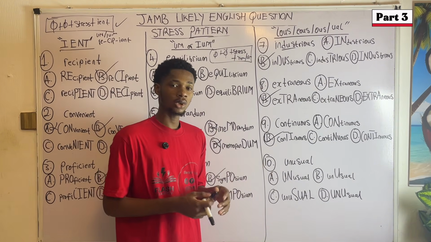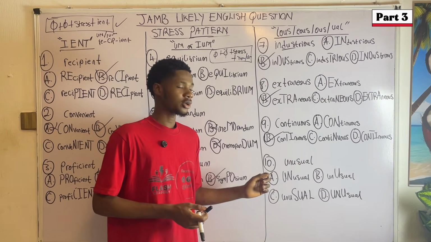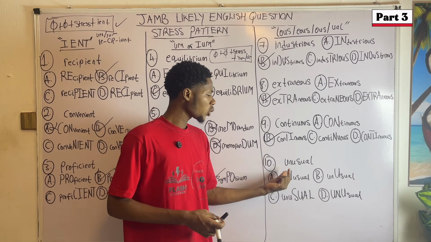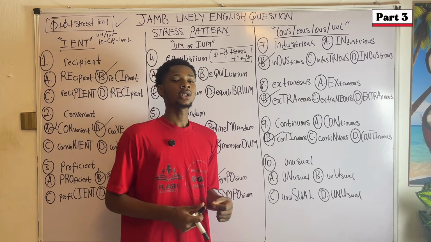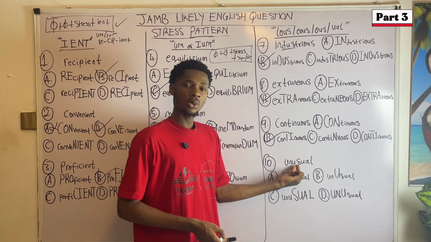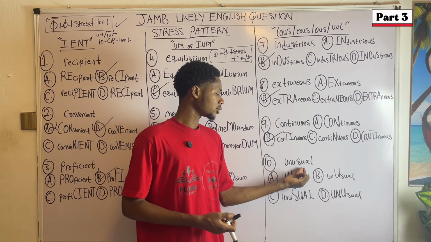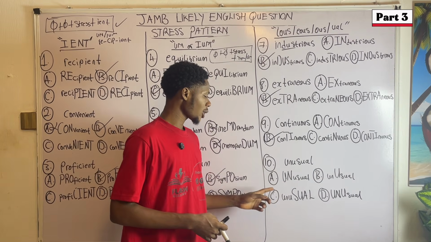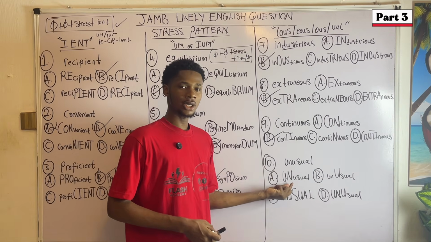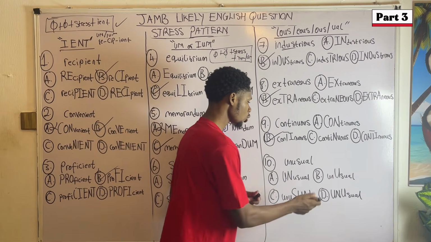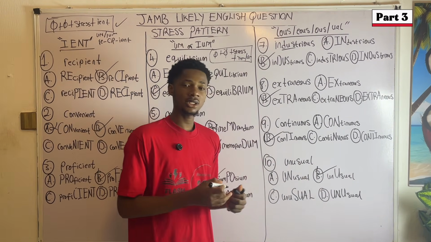Now the next question on the board, or the last one, we're having unusual. Now we're having the word ending with ual. The rule says if a word ends with ual, we should stress the second to the last syllable. So we're having un, that's the first syllable, you, that's second syllable, and ual. Now what's the second to the last syllable? You. So you should be stressed. So we're having what now? Option A, unusual, un is stressed. Option A is wrong. Option B, unusual, you is stressed. So option B is the correct one. Notice how option C and D are also wrong.